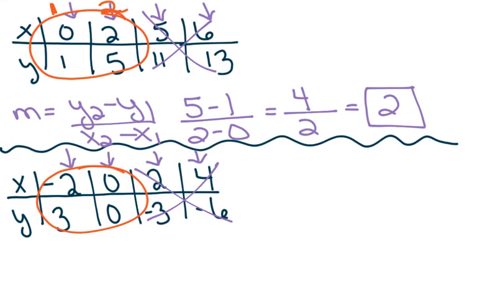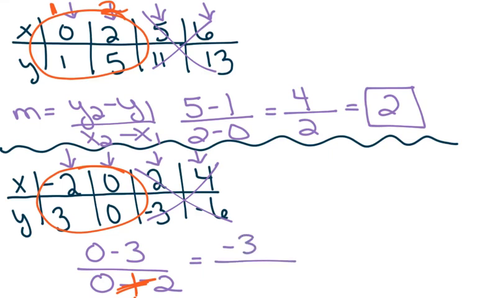So my y2 is 0, minus my y1, which is 3, over top of my x2, which is 0, minus my x1, which was -2. Again, be careful when you subtract a negative that this turns to a plus. So 0 minus 3 gives me -3. And on the bottom, 0 plus 2 is 2. So my slope is -3/2.